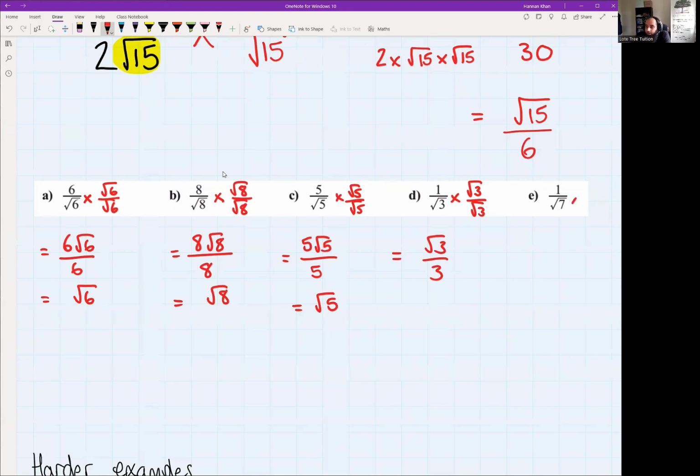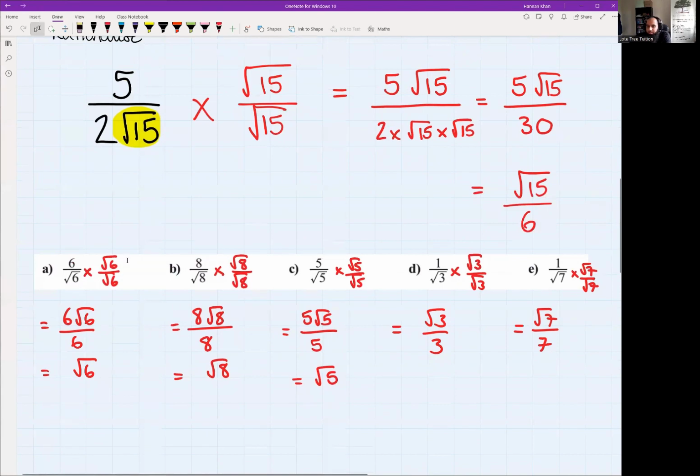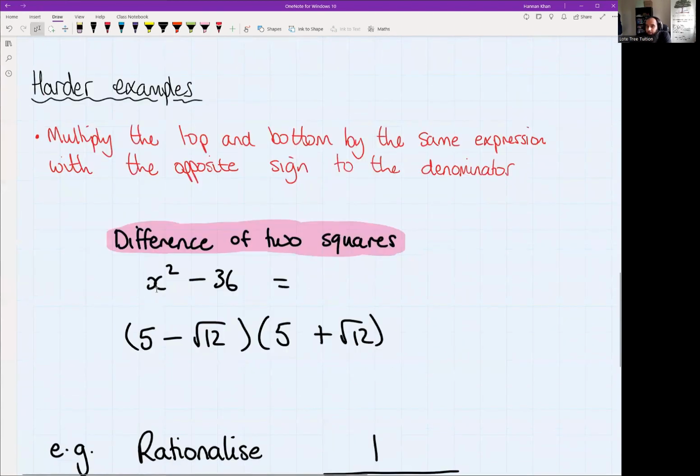With this one, again, so root 7 over root 7. So that's going to give us root 7 over 7. Okay, again, you can't simplify that any further. So these are the easy examples. Sometimes you might have another number there that you have to consider, but these are like the easiest examples that you could find. Now, you do have like the harder examples.